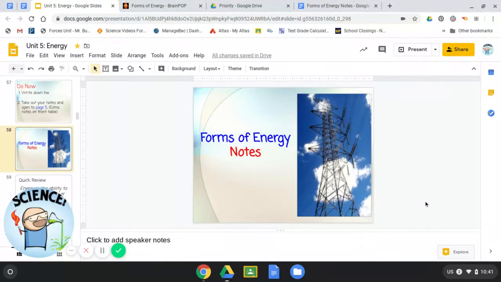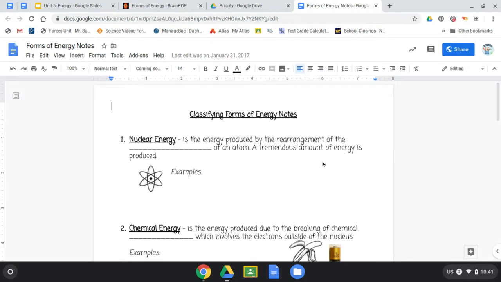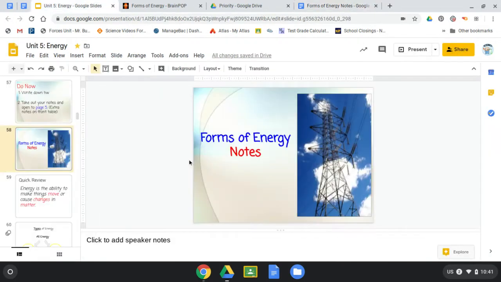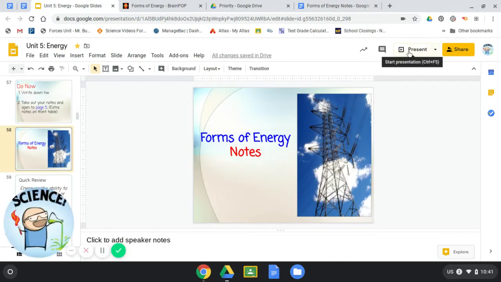All right, boys and girls, today we're going to start a new topic called forms of energy. So make sure you have the classwork document open that looks like this, where it says classifying forms of energy notes on the top. And you're going to be filling in the red words as we go through the PowerPoint. So let's get the PowerPoint up and going.